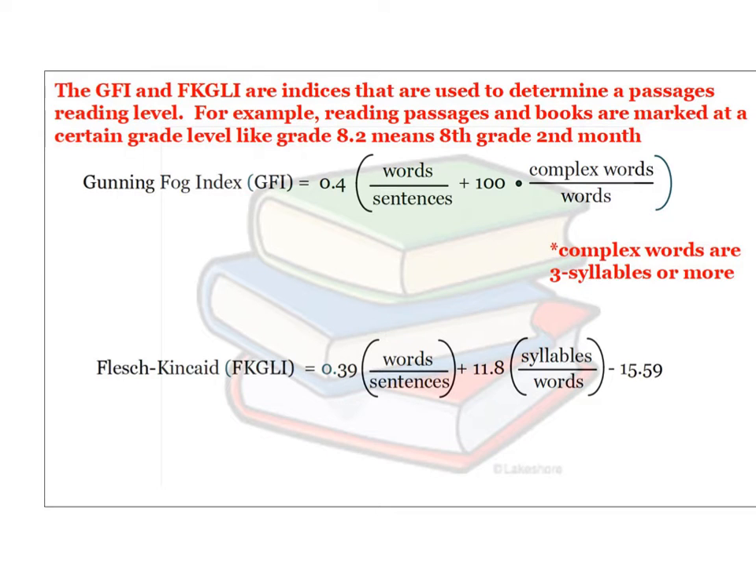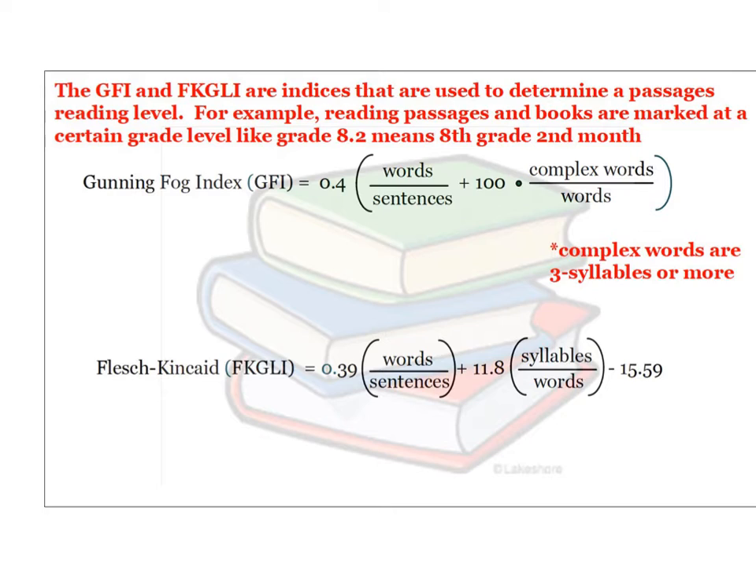The GFI and the FKGLI are indices that are used to determine a passage's reading level. For example, reading passages in books are marked at a certain grade level, like grade 8.2 means 8th grade, second month. So we have formulas for both of these indices. You need to make sure that these formulas are written down in your journal. You will be given them on a test, but for the quiz, I will expect you to have them in your journal. So make sure you copy them down correctly.